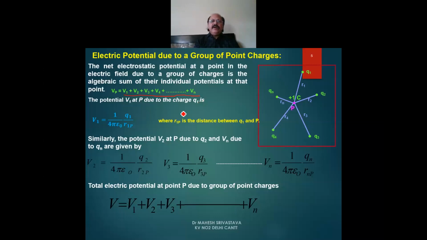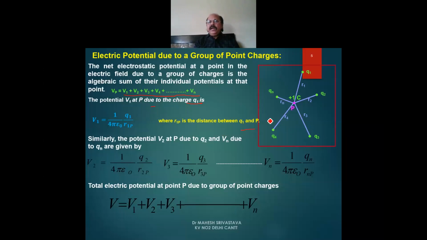So here you find out the potential due to charge Q1 at point P, which we represent by V1. So V1 equals 1 upon 4 pi epsilon naught Q1 upon R1P. P is the point at which you are going to find out electric potential, or we can say that R1P is the distance between Q1 and P.